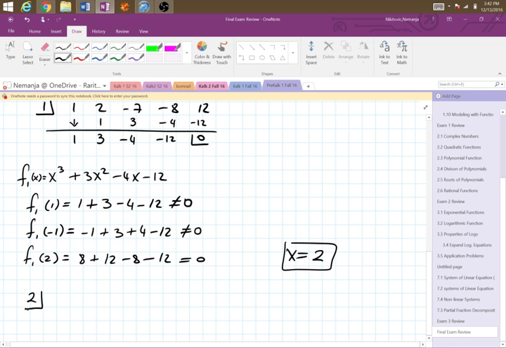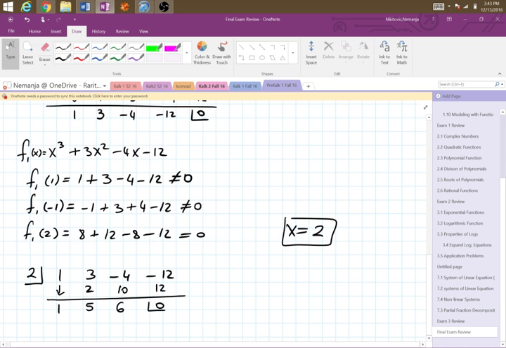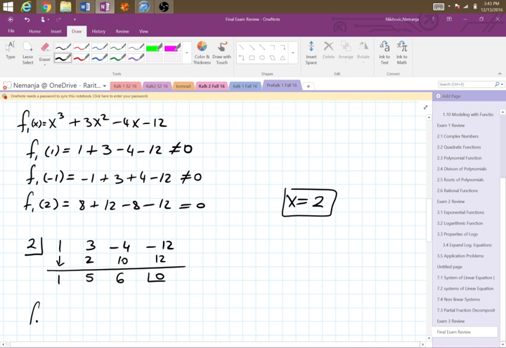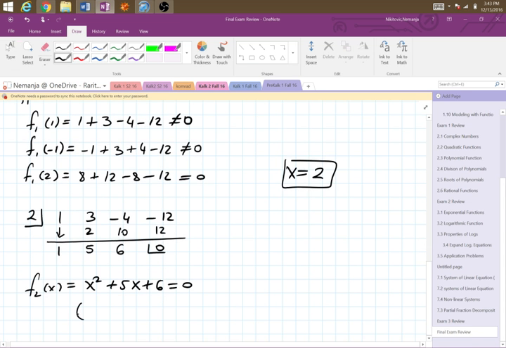And we do the synthetic division: 1, 3, negative 4, negative 12. 1 times 2 is 2, gives me 5. Multiply, get 10. Get 6, get 12, get that 0. So now we have the polynomial x squared plus 5x plus 6 equal to 0, which factors into x plus 2, x plus 3. And we get our 2 remaining roots.